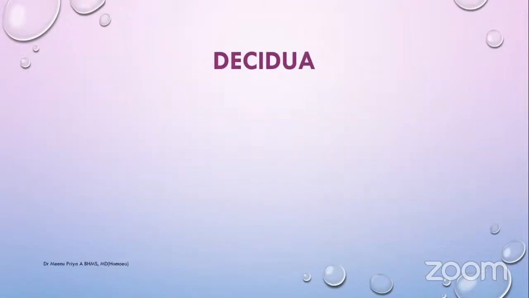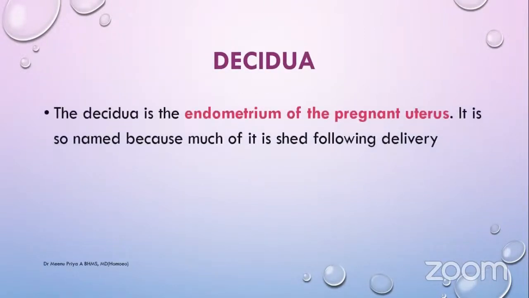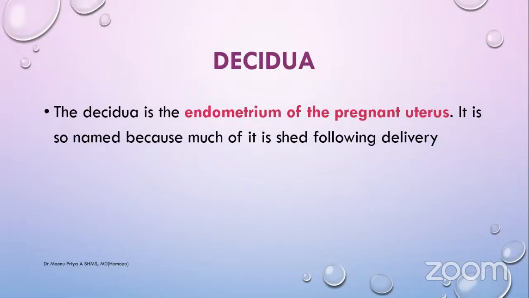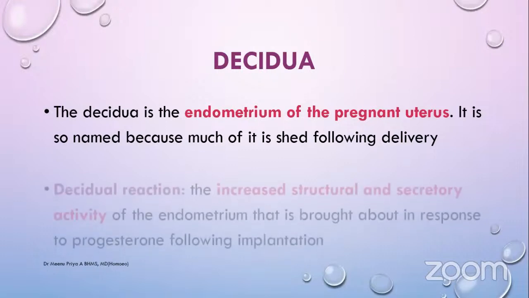Next is decidua. So what is decidua? Decidua is the endometrium of the pregnant uterus. So why the name decidua? It is because it is shed. It is so named because much of it is shed following delivery. The same goes with the placenta. One of the qualities of the placenta is that it is deciduous, meaning the placenta is shed immediately after the birth of the fetus. In the same way, decidua means the endometrium of the pregnant uterus.